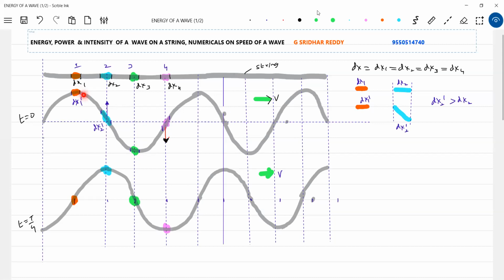What about other points between the mean and the extreme? Both potential energy and kinetic energy will be non-zero, but not maximum. They will vary between the minimum and maximum. So if I move from extreme to mean position, the kinetic energy of the different elements will increase. Sir, how can you say that kinetic energy is maximum only here? I think I have the set of formulas.